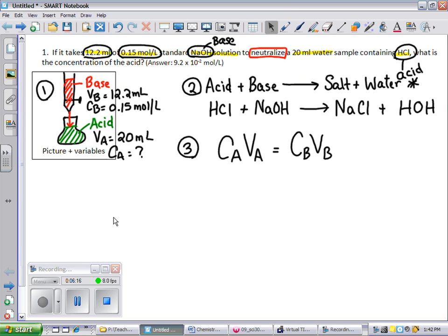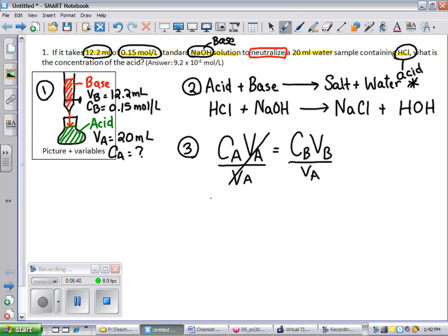So now that you have the equation written down, there's two things you can do. You can either fill in the numbers and then solve, or you can rearrange the equation and then solve. So we're going to practice rearranging the equation. Because we want CA by itself, you have to get rid of VA. So the opposite of multiply is divide. So we're going to divide both sides by VA.